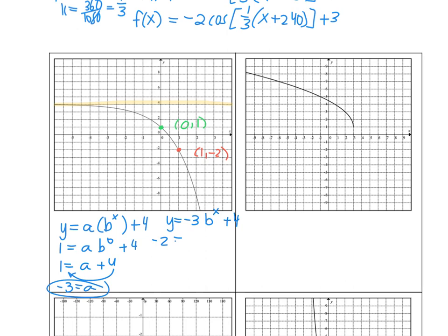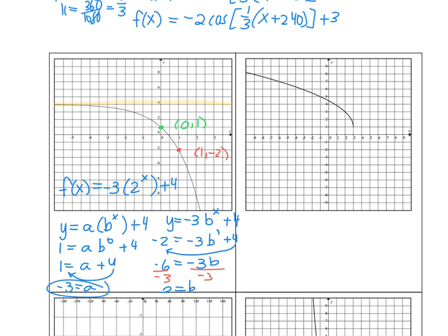So I'm going to put negative 2 in for y, 1 in for x, and then the plus 4. So I'll bring the plus 4 over. Negative 2 minus 4 is negative 6. b to the power of 1 is just b. So now I can just divide both sides by negative 3, and I get 2 for my base, which means f of x equals negative 3 times 2 to the power of x, plus 4.